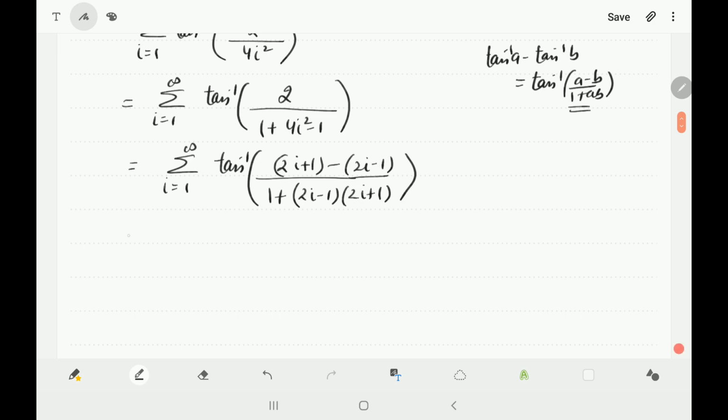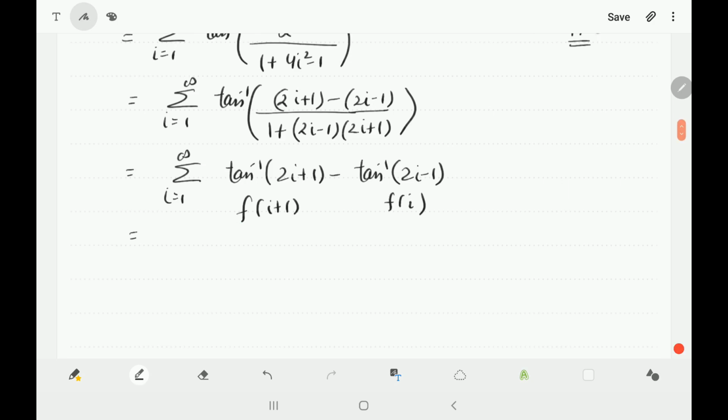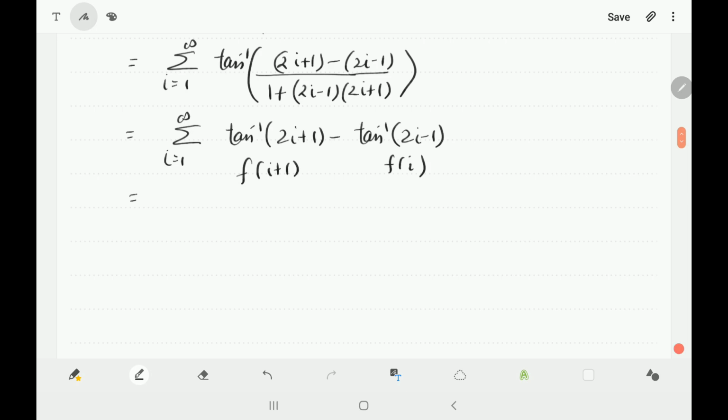Okay, so now this will become the summation from i=1 to infinity of tan inverse of (2i plus 1) minus tan inverse of (2i minus 1). Now if this is f of r or f of i, this is f of r plus 1. Because in place of i, let's write it as f of i, so this is f of i plus 1. In place of i, if you place i plus 1, you will get the first term.